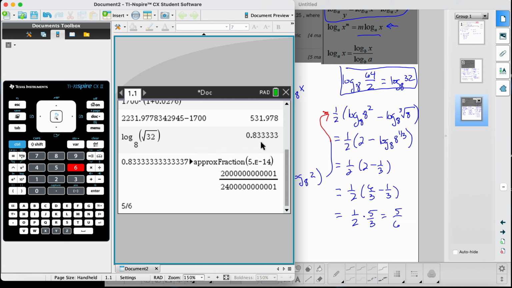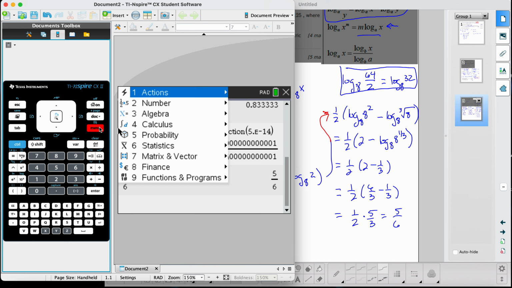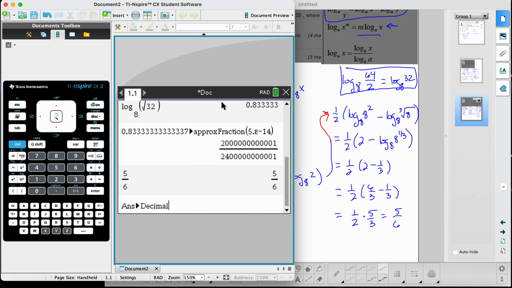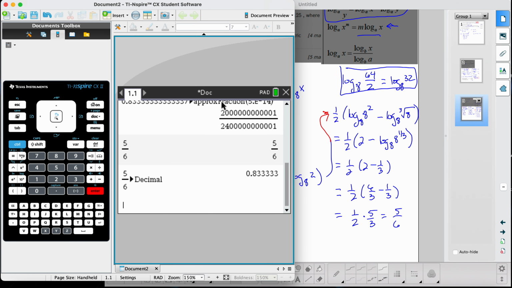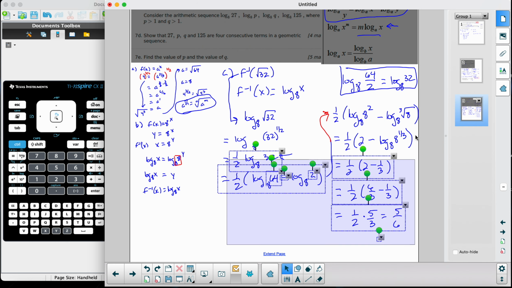5 divided by 6. Now I'm going to write that as a decimal. Menu, number, convert to decimal. And you'll see it's 0.833333333, like that. Okay. All right. So on a calculator, you could do it that way. Okay. So let's make that all smaller to do part D.